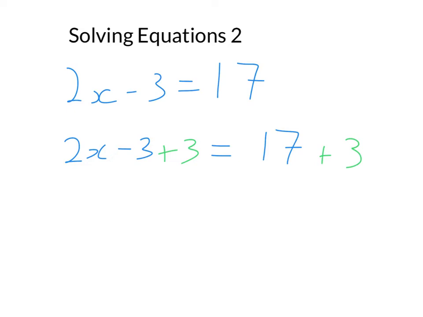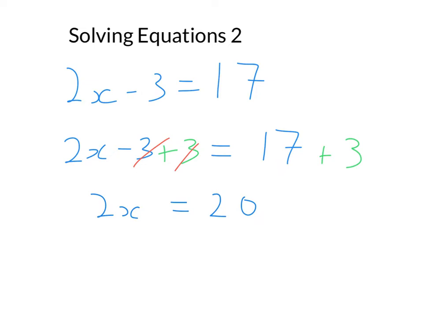So our minus 3 plus 3 will give us 0, which is what we're hoping will cancel out. So that just simplifies to 2x plus 0, or 2x. On the right hand side, 17 plus 3 will give us 20. At this point now, it's looking very similar to the questions we did yesterday. We have 2x is equal to 20.